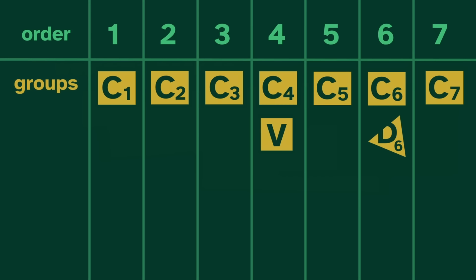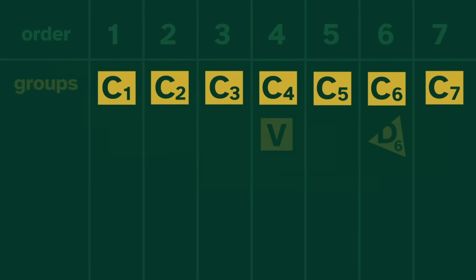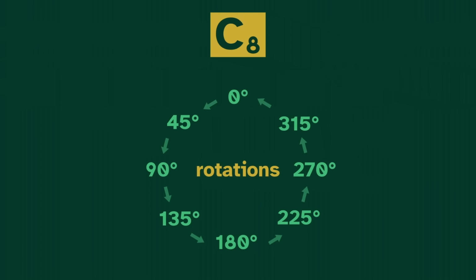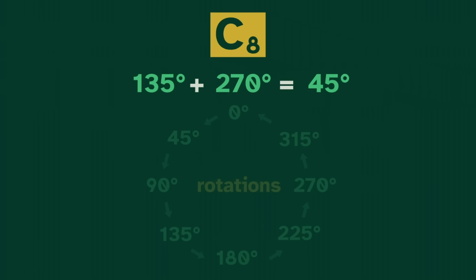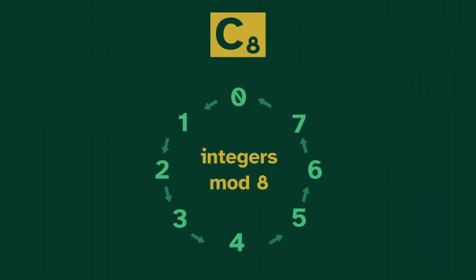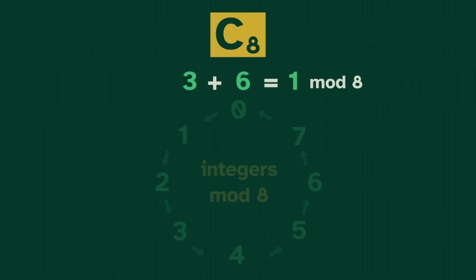What do you remember? There's the cyclic groups. There was one for every number, so that means we have C8 in order 8, right? Yes, and there are multiple ways to represent the 8 cycle C8. We could use rotations in multiples of 45. So 135 degrees plus 270 degrees equals 45 degrees. We could also use the integers mod 8. So 3 plus 6 equals 1 mod 8.